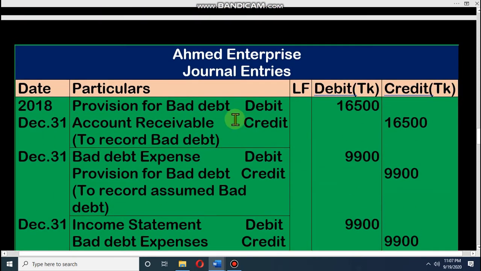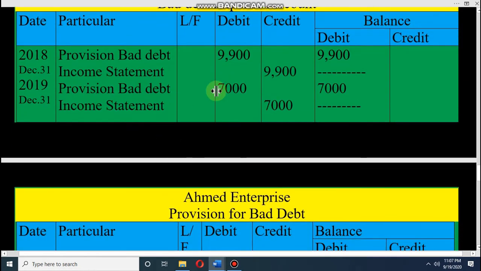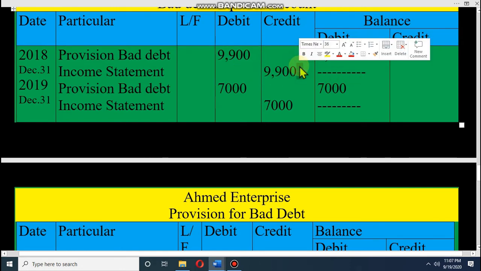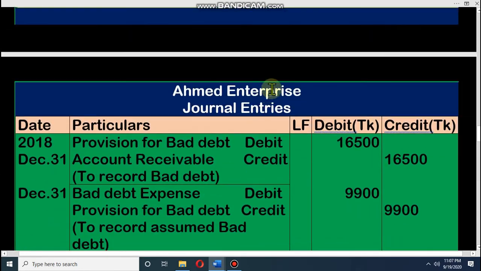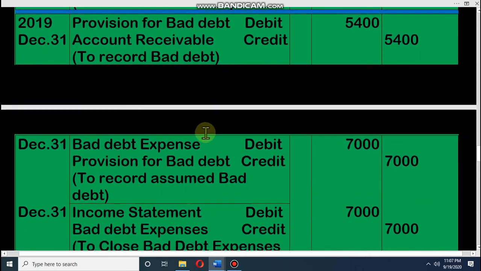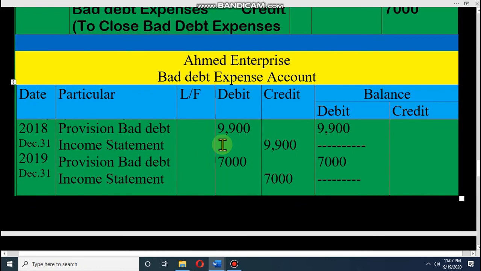The next formula is that if bad debt expense is debit, we write it on the debit side, and here bad debt expense on the credit side. Look at the math: 9,900 on the debit side and on the credit side, and the balance is 0, because debit balance 9,900 and credit balance 9,900 give 0. Next year also the same way: bad debt expenses debit 7,000, bad debt expenses credit 7,000, and the balance is 0. So bad debt expenses will always show a 0 balance.